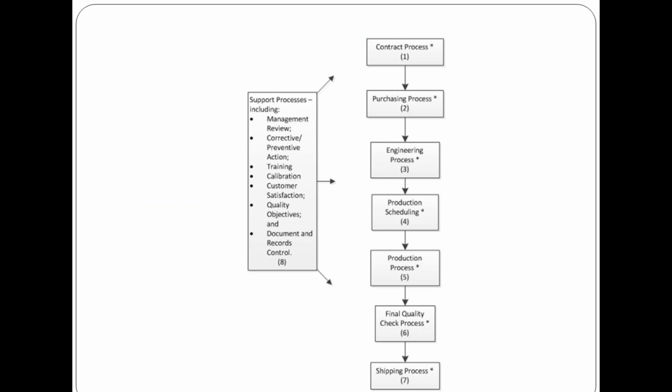We'll start here. This particular company has a simple flow down model, 7 core processes starting with contracts and ending with shipping, and then over here on the left again our large support process box.